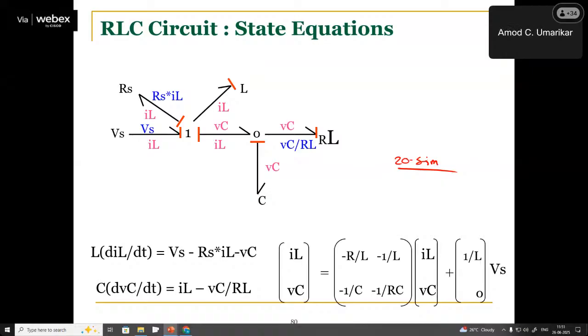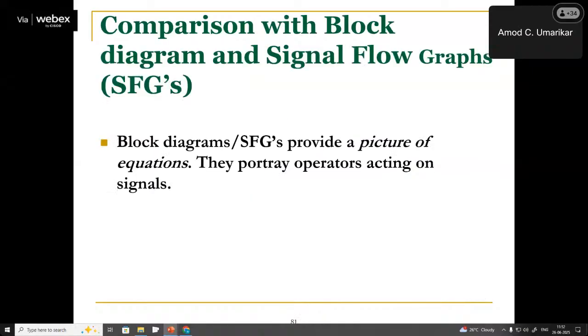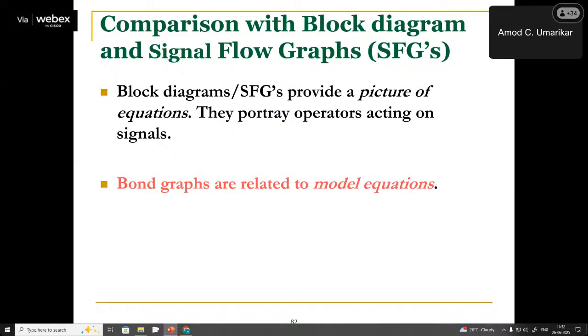It's actually a mechatronic modeling system. Mechatronics is a multi-domain system, so bond graph is heavily used in modeling of mechatronic systems because it's a multi-domain system. 20sim is a general software where the bond graph module is available. You can model the bond graph. So just quickly I browse to this.